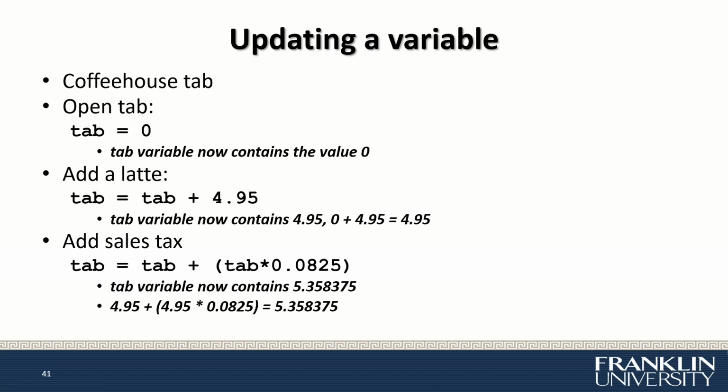Updating a variable. Well, we can start with a variable with nothing. I set tab equals 0. Later on, I order a latte in a coffee house. I add a latte, so tab = tab + 4.95. So now tab has 4.95. You add sales tax: tab = tab + tab * 0.0825. I have an 8.25% sales tax. Now the variable contains 5.358375. Right? You can update the variable as the life of the program changes.